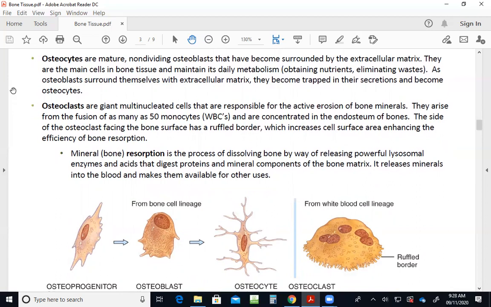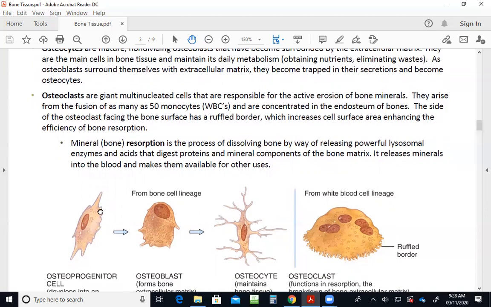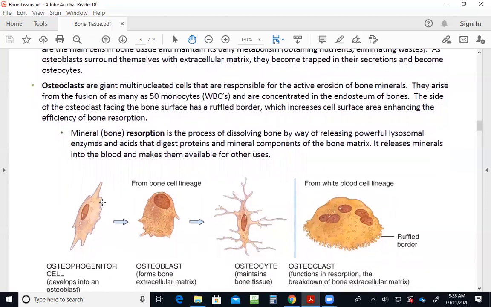Osteocytes are mature, non-dividing osteoblasts that have become surrounded by the extracellular matrix. These are the main cells in our bone tissue and maintain its daily metabolism. Because bones are living structures, they need nutrients and they produce waste as well. So obtaining nutrients, eliminating waste. As osteoblasts surround themselves with extracellular matrix, they become trapped in their secretions and become osteocytes.